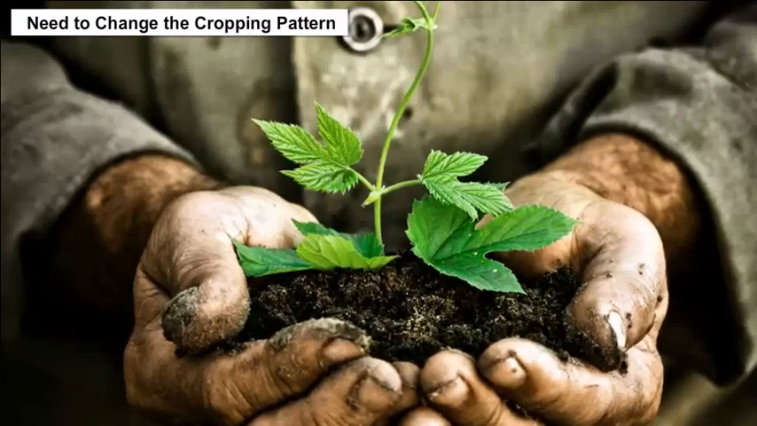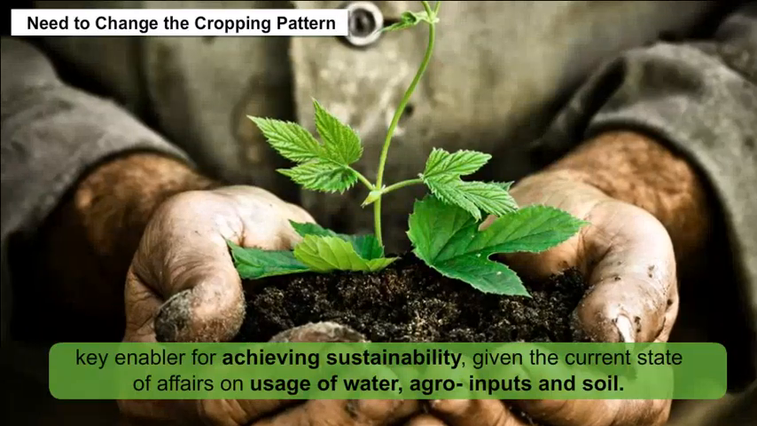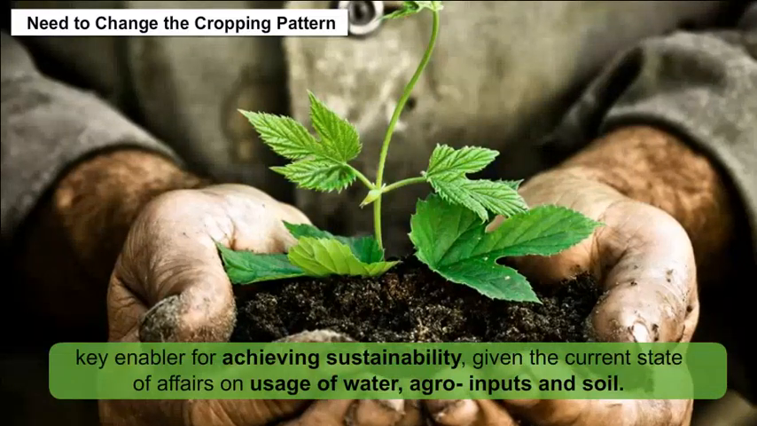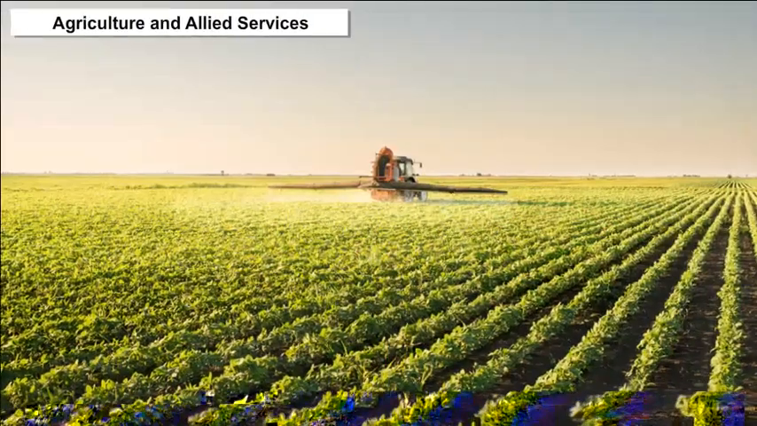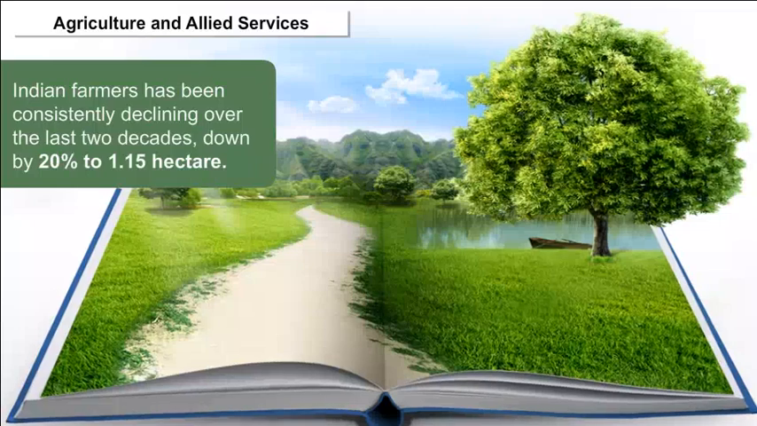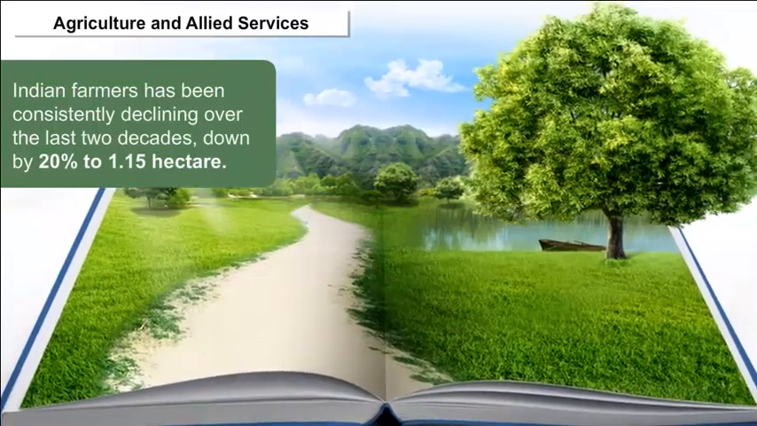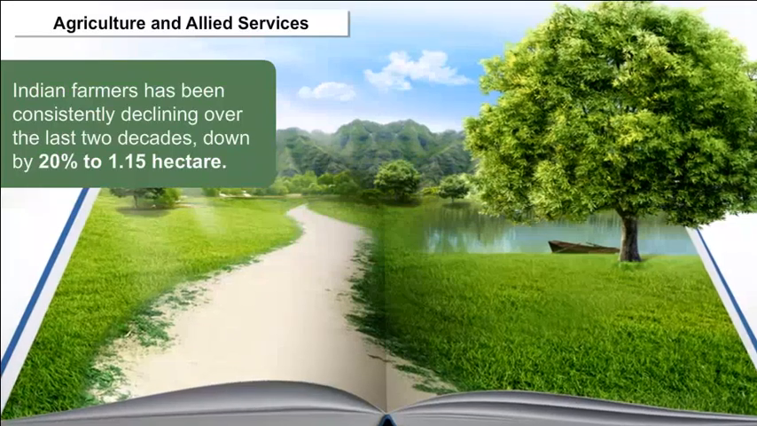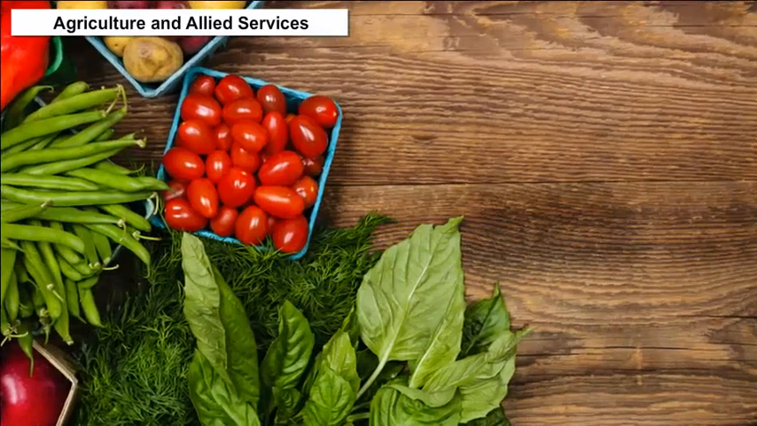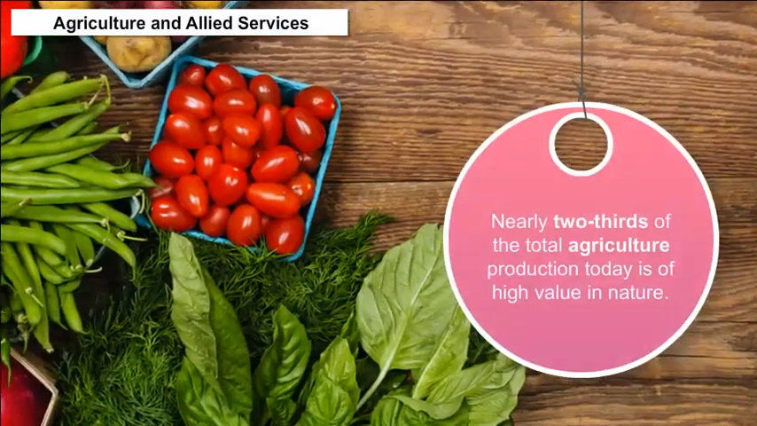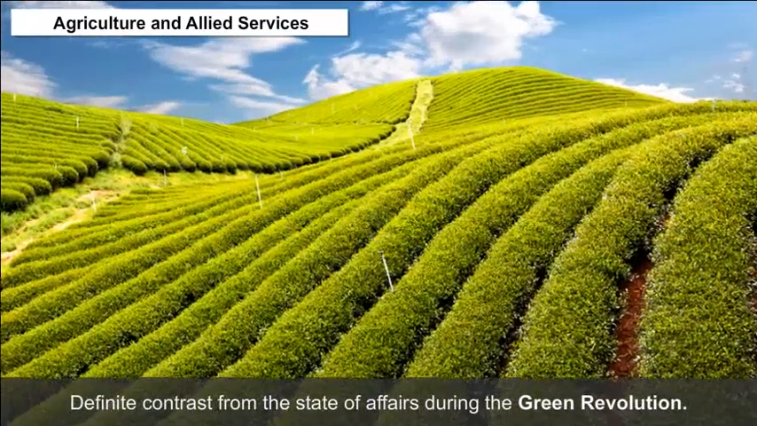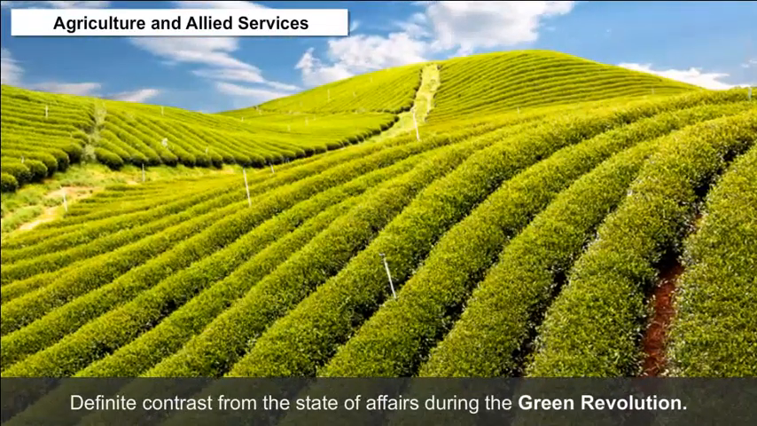Further, this is also a key enabler for achieving sustainability, given the current state of affairs on usage of water, agro inputs and soil. Agriculture and allied services. The average land holding of Indian farmers has been consistently declining over the last 2 decades, down by 20% to 1.15 hectare. The silver lining, though, is that nearly 2/3 of the total agriculture production today is of high value in nature, a definite contrast from the state of affairs during the Green Revolution.